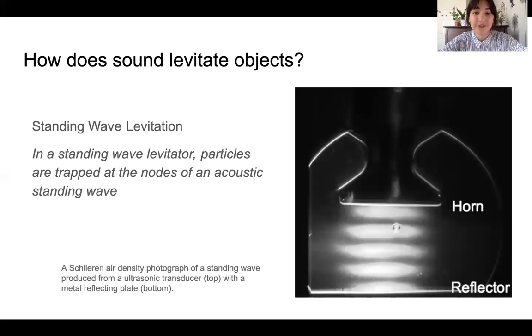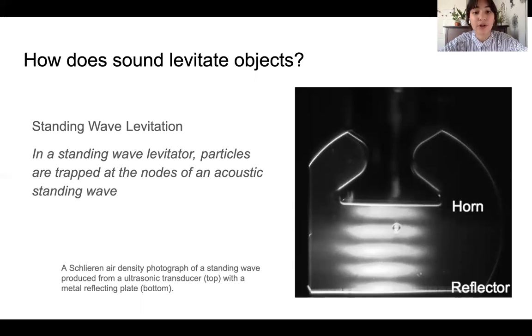Though there are several types of acoustic levitation, this project will specifically be focusing on standing wave levitation. In a standing wave levitator, particles are trapped at the nodes of an acoustic standing wave formed by a source and a reflector. The source vibrates to generate the acoustic wave, and the reflector reflects the wave to cause standing wave interference. Here you can see a Schlieren air density photograph of a standing wave produced by our ultrasonic transducer at 100 watts of output power.